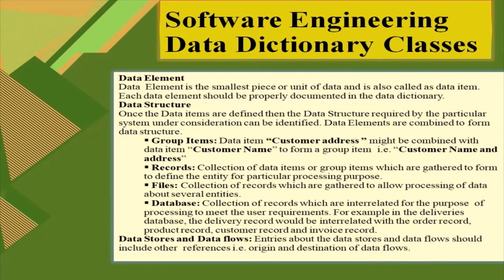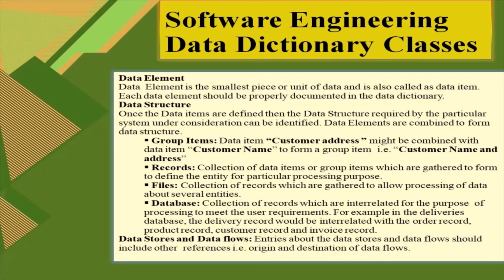Data dictionary classes. Data element, data structure, data store and data flows are the classes of data dictionary. Data element is the smallest piece or unit of data and is also called a data item. Each data element should be properly documented in the data dictionary. Data structure. Once the data items are defined, the data structure required by a particular system under consideration can be identified, and data elements are combined to form a data structure or record.